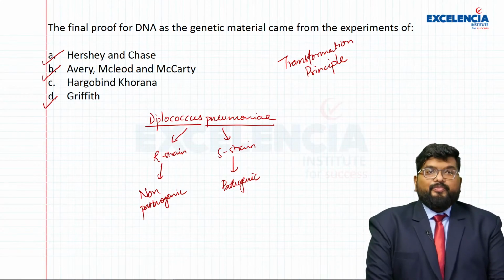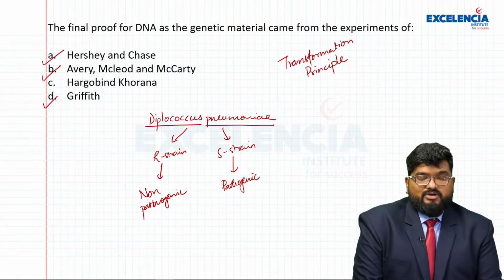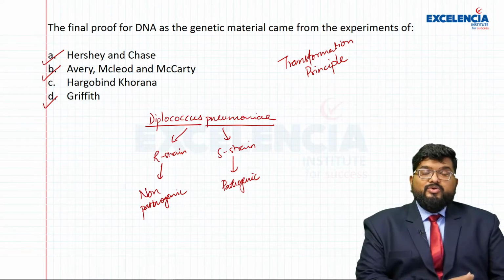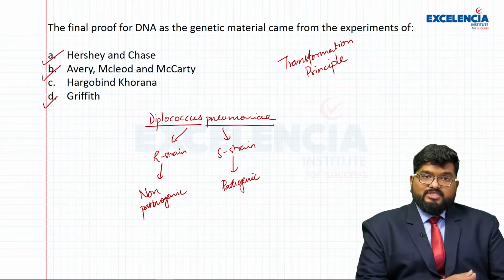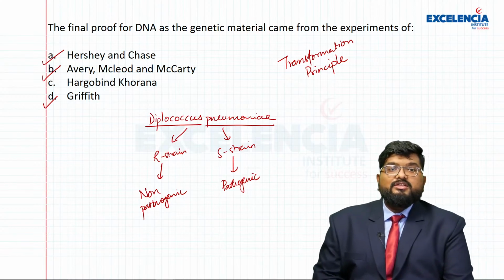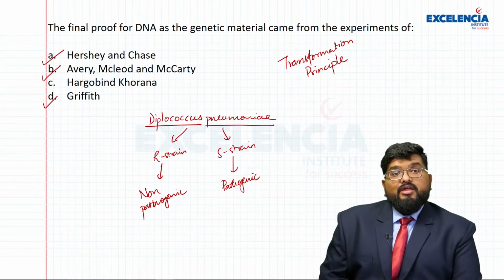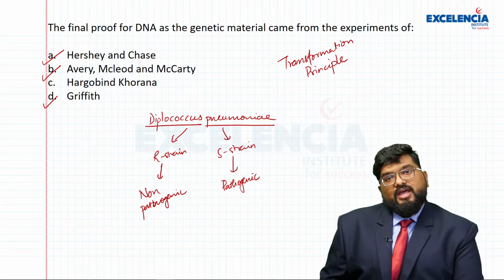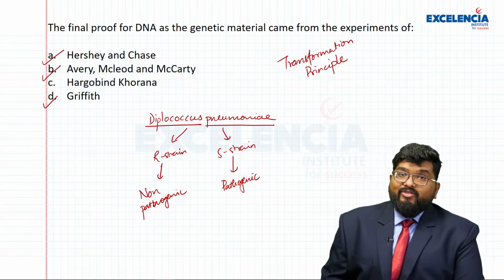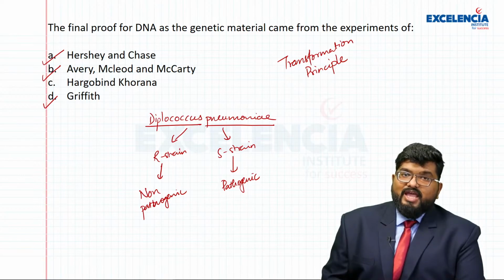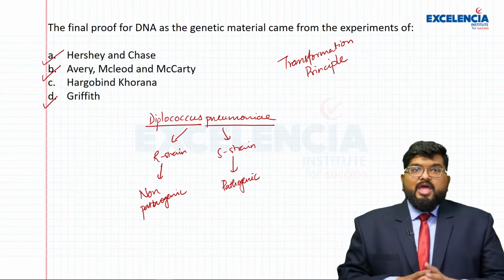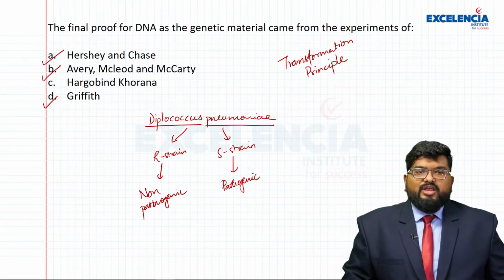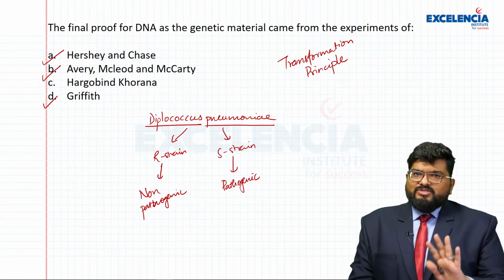So what did Griffith do? Griffith took the R strains and S strains and he worked on them with the help of a mouse. He injected the R strain in the mouse and found out that the R strain does not cause pneumonia. Then he injected the mouse with S strain and saw that the mouse developed pneumonia and died. Next, he took the S strain and heat killed it, and when he injected the heat killed S strain into the mouse, the mouse did not develop pneumonia and lived.